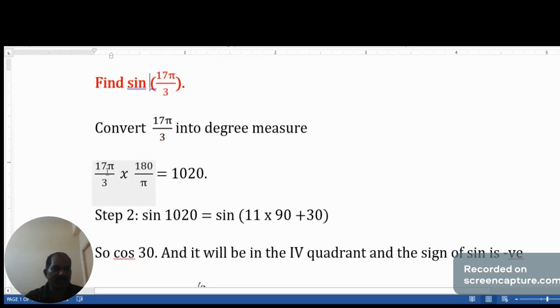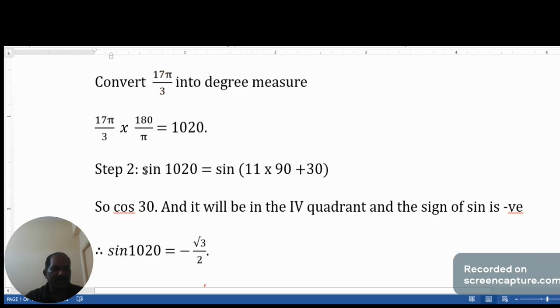17 pi by 3 into 180 by pi. So after cancellation, we will get 1020. Now your steps are easy. Step number 2: now we can take sine 1020, which is nothing but sine of 11 into 90 plus 30.